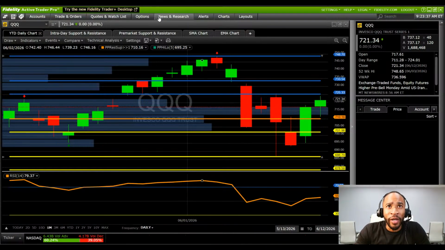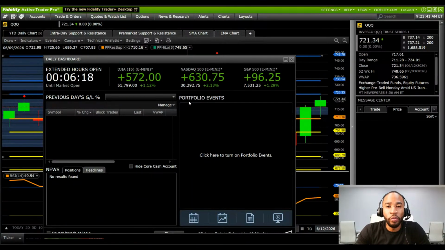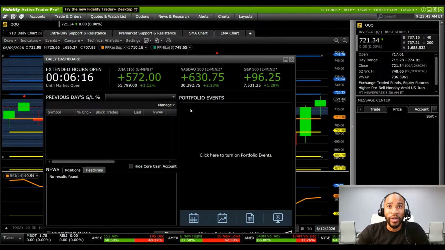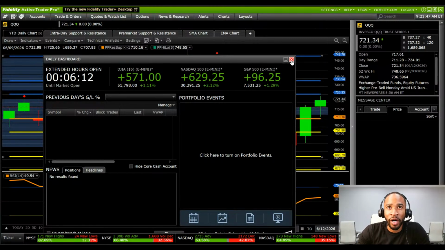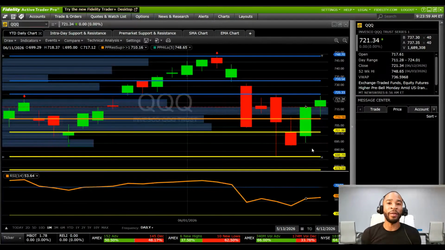So at the moment, the Nasdaq is up 2.13%. So we have about a 613 point move in pre-market for the Nasdaq index. At this current moment on the daily time frame, we're trading above two key daily resistance levels. So we've got to be careful when we're trading on the open.